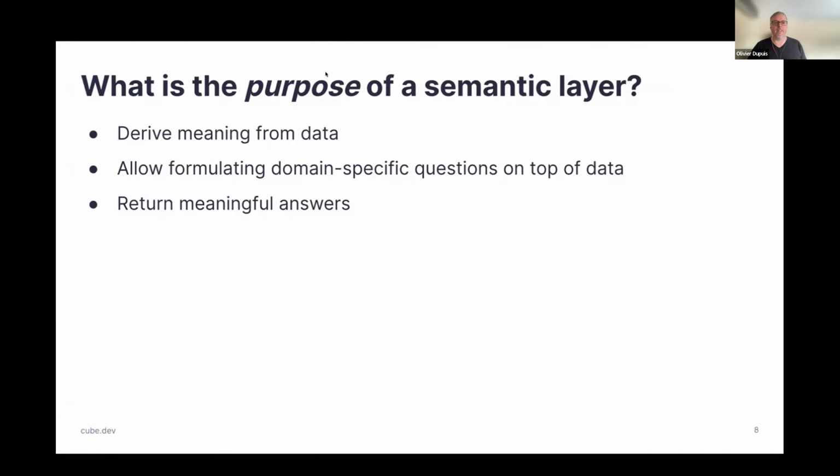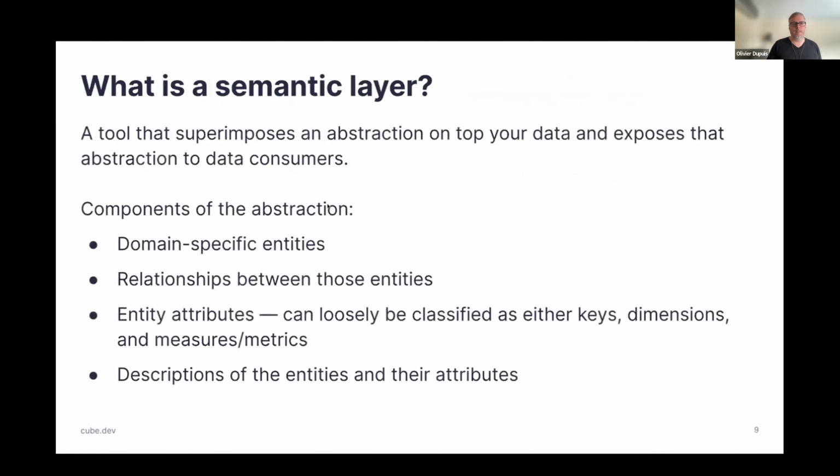What is the purpose of a semantic layer? Really, the semantic layer is just to derive meaning from your data. So you have raw data, you want to ask domain-specific questions on top of that data, and you want to return meaningful answers to those questions. That is the high level purpose of it. So it superimposes an abstraction on top of your data to answer those questions. And to do that, there are a few components associated with the abstraction. You have your domain-specific entities, and we'll go over examples afterwards. You have relationships between those entities. You have a bunch of attributes. They can be either keys, dimensions, measures, or metrics, as it's been quite a lot discussed lately. And there are descriptions of those entities and attributes.